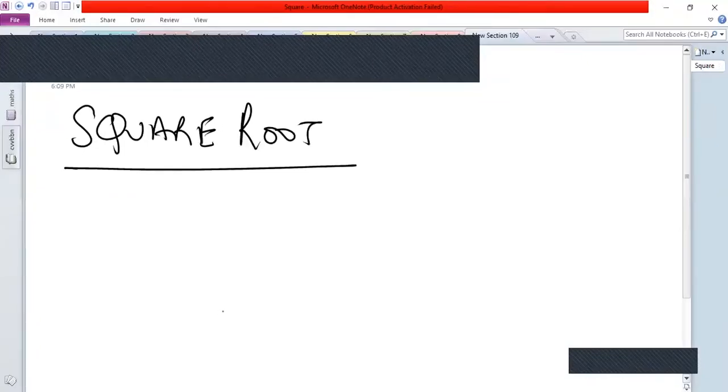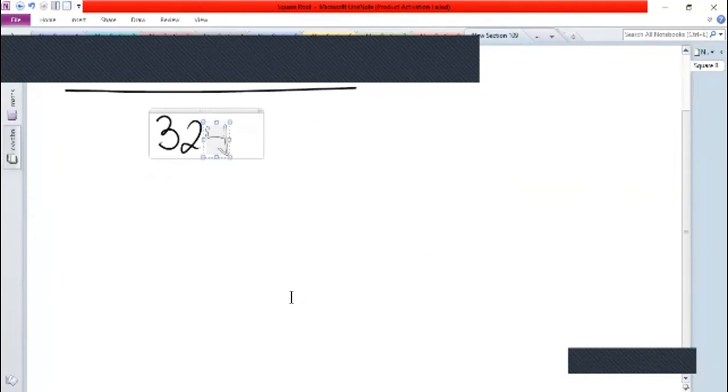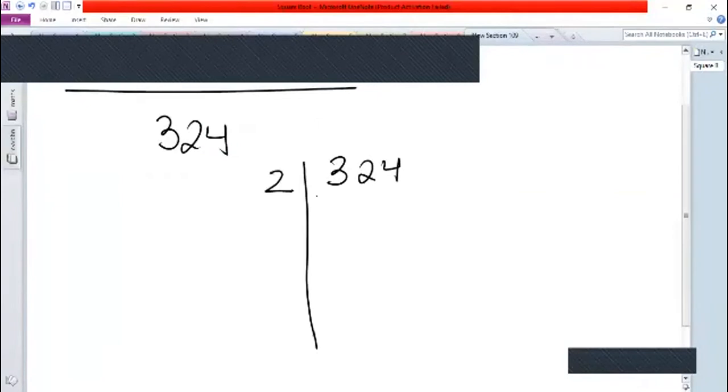For example, if I need to find the square root of 324, I'm starting with this. Your teacher must have taught you the long division method. Yes, she has. Here for the square root, you can also use the prime factorization method. For example, with 324, the LCM method, you can use it.